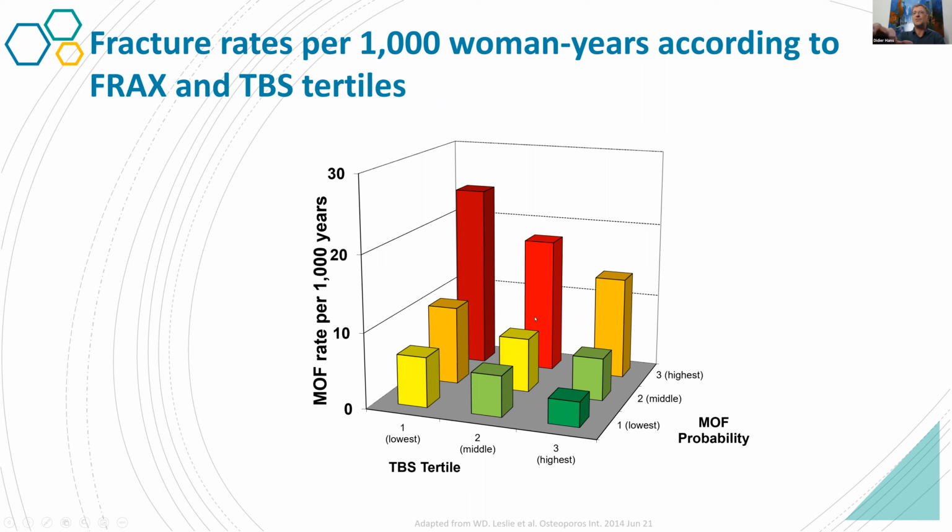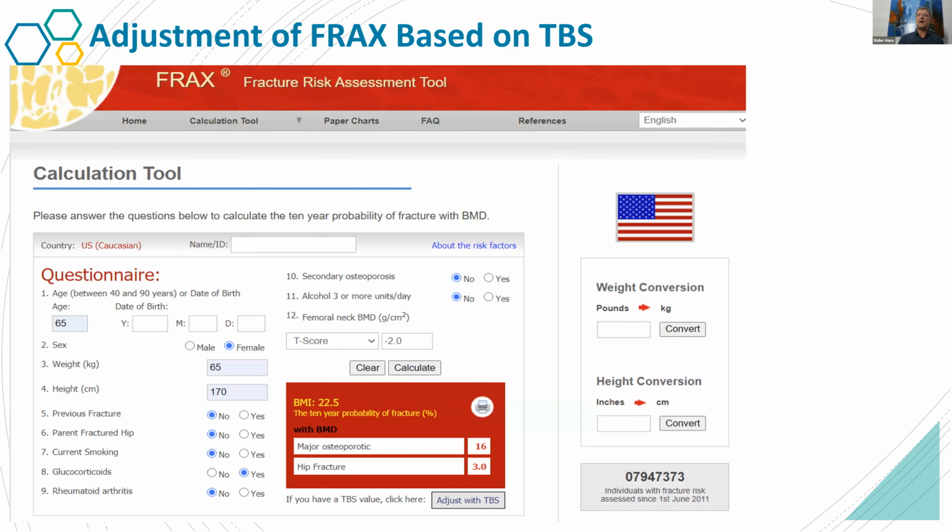You can see a similar pattern to what we've seen with BMD, in the sense that if you have a high probability of risk of fracture by the FRAX, and you also use the tertile of TBS, if you have a high probability of fracture plus low TBS, your probability will be even higher, or even lower if you have a normal BMD. So because of that, the FRAX group decided to study and incorporate a meta-analysis and Manitoba data into the FRAX model to take the TBS into account in the FRAX.